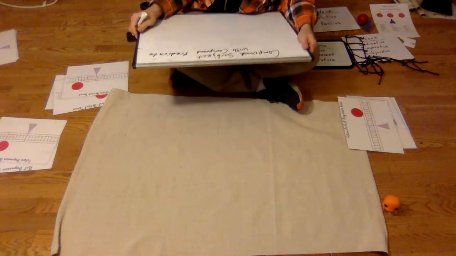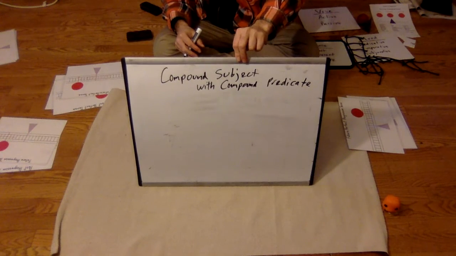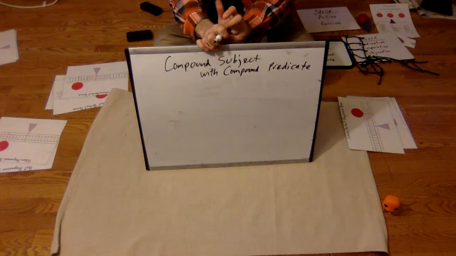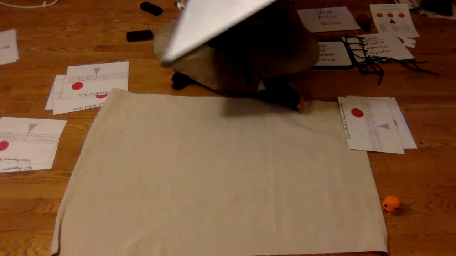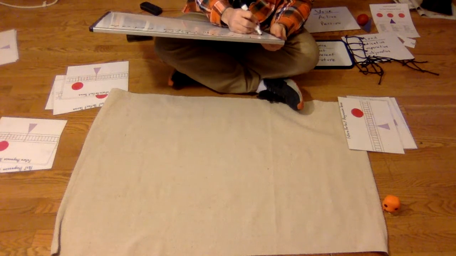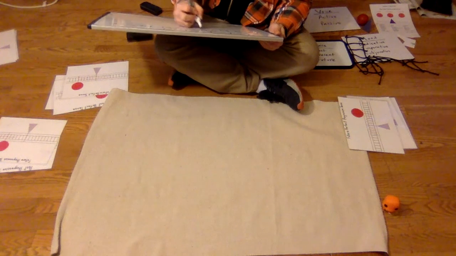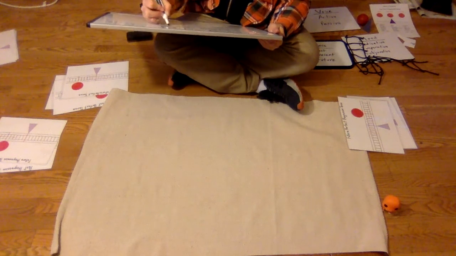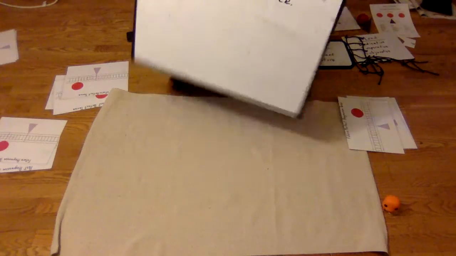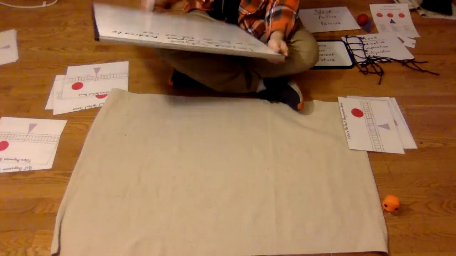So a sentence diagram is designed to help you learn the parts of the sentence and how they work together. It's really good at helping you find subjects and predicates. Okay, so if we have a compound subject, as in the sentence, Joe and Bob ate fish and rice. Okay, there's a sentence. Joe and Bob ate fish and rice. Well, how do we diagram that? Well, it looks like this.